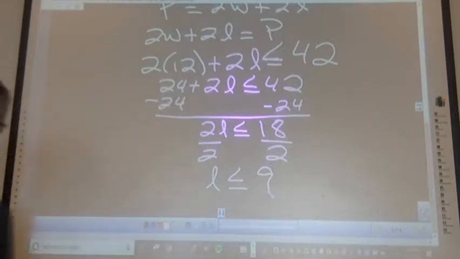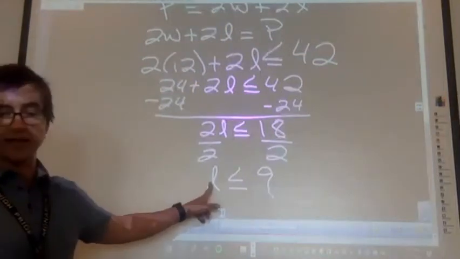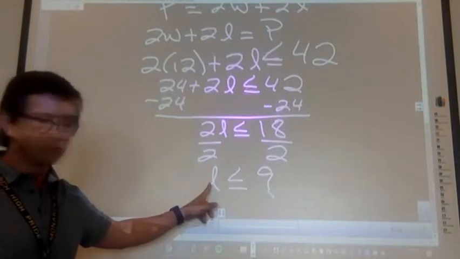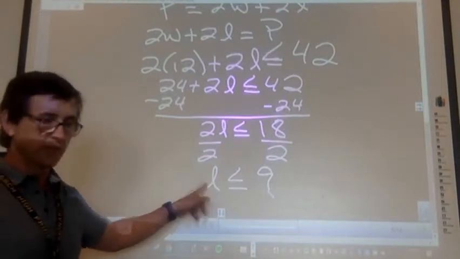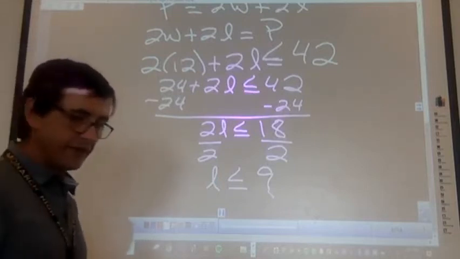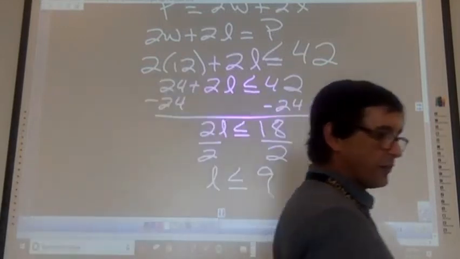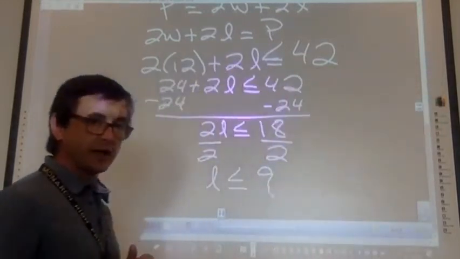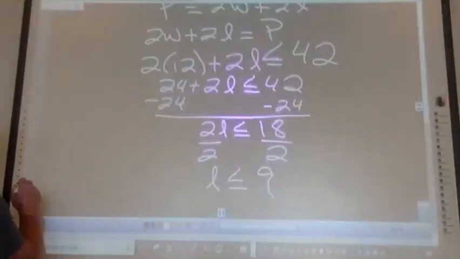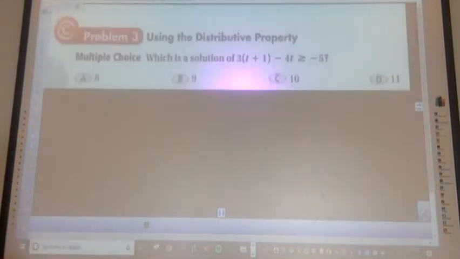So length could be 9 because that's equal to 9. Could the length be -1? No. Length cannot be a negative, right? Because distance can't be negative. Even if I'm walking backwards out of the screen, I'm still walking a positive distance, cannot walk a negative distance. Okay? We're not doing that one.